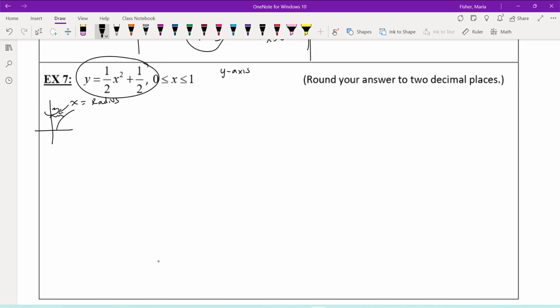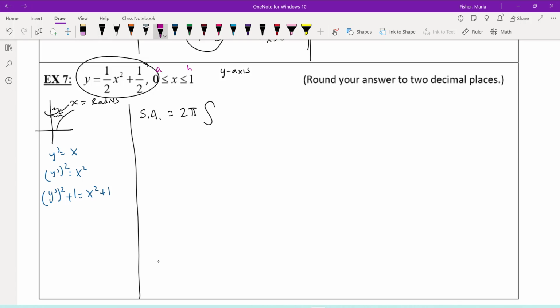Now let's find the derivative. Well, y prime here would be x, and then y prime squared is x squared. Finally, y prime squared plus 1 is x squared plus 1. Plugging that into my surface area formula, surface area is going to equal 2 pi times the integral from 0 to 1 of my radius, and we said our radius is x, times the square root of x squared plus 1 dx. In order to solve this, I'm going to need to do a u sub again.